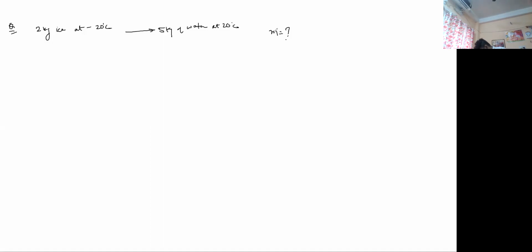It is given that the specific heat of water is 1 kilocalorie per kg per degree centigrade, and specific heat of ice is 0.5 kilocalorie per kg per degree centigrade, and latent heat of fusion is 80 kilocalorie per kg. So try this question.